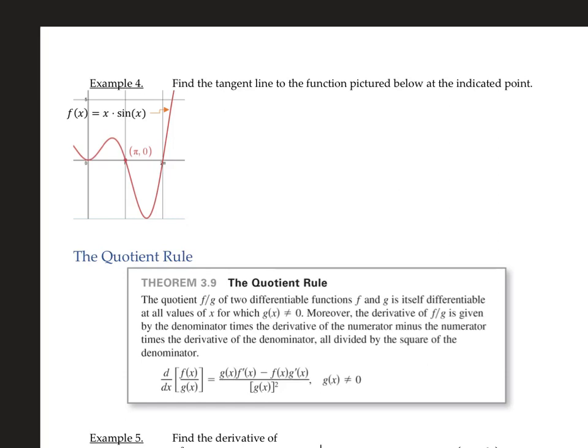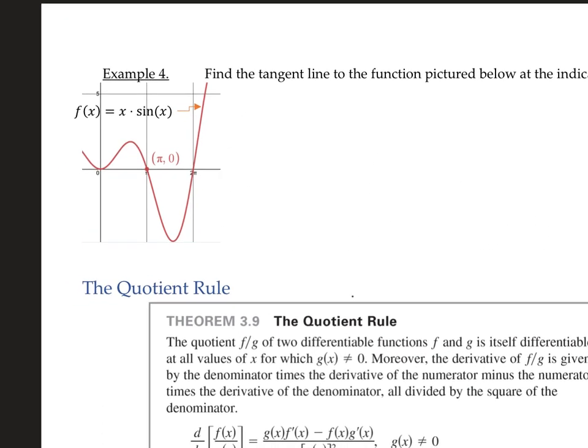So we're going to do one more example with the product rule, and we're going back to our original reason for derivatives, which is finding tangent lines. So we want to find a tangent line to the function x sine of x at the indicated point, which is (pi, 0). The first thing I need to do if I want to find a tangent line is find the derivative function. And we're not going to find it at pi yet, we're just going to find f prime of x.